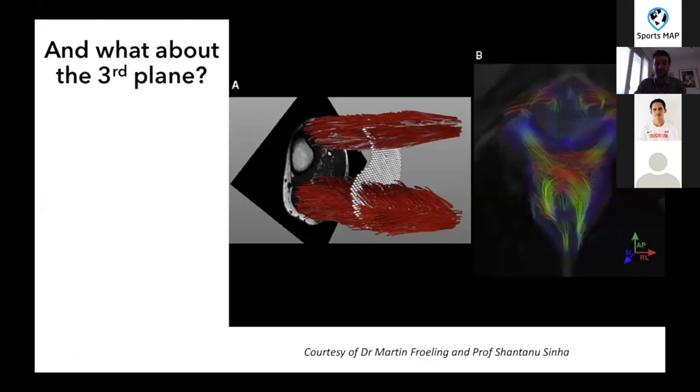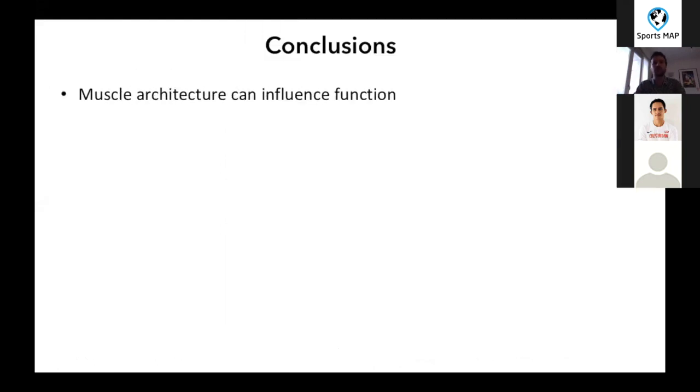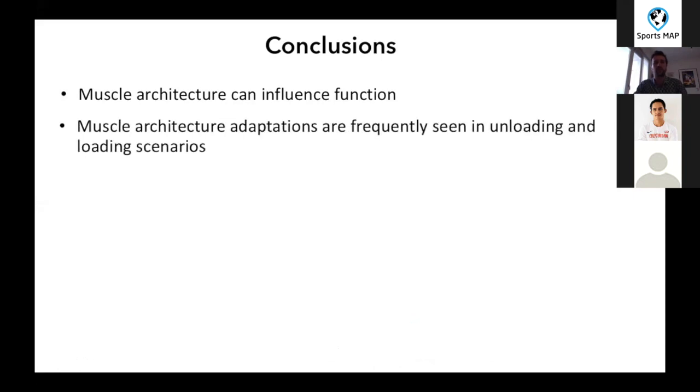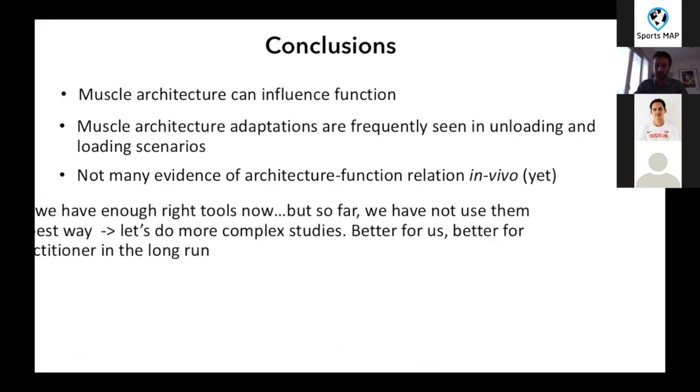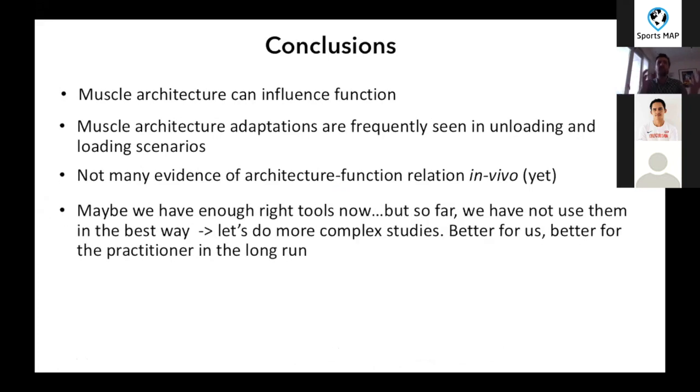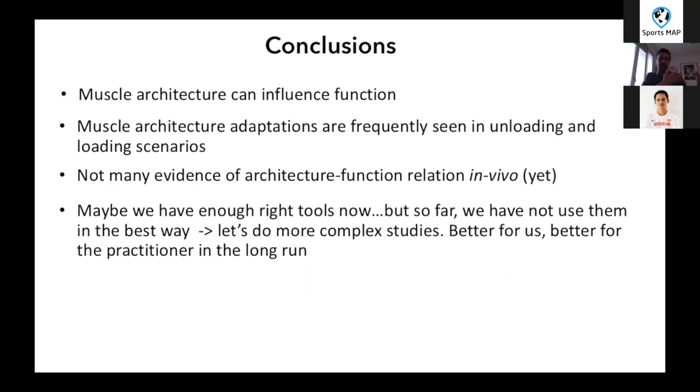I know that this is something that we cannot do dynamically so far, but we've been talking about bidimensional stuff so far. So my conclusions: muscle architecture in theory can influence function. The architecture adaptations are frequently seen in unloading and loading scenarios. There is not actually much evidence of architecture function relation in vivo yet. And maybe we have right now enough of the right tools, but so far we haven't used them in the best way. So I think we should do more complex studies.